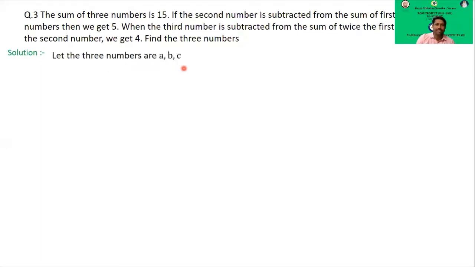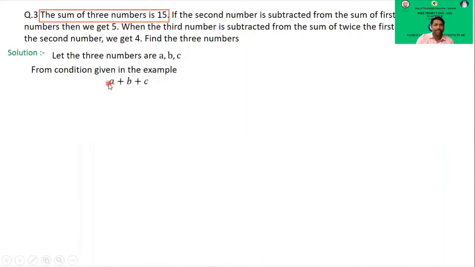आपण ते A, B, C तीन नंबर कोणते आहेत ते मानलेले. आता त्याच्यावर इक्वेशन तयार करणार आपण, लिनियर इक्वेशन. तर पहिली कंडिशनच आहे इथं बघा, the sum of three numbers is 15. So here A plus B plus C, from the condition given in the example, A plus B plus C must be 15.